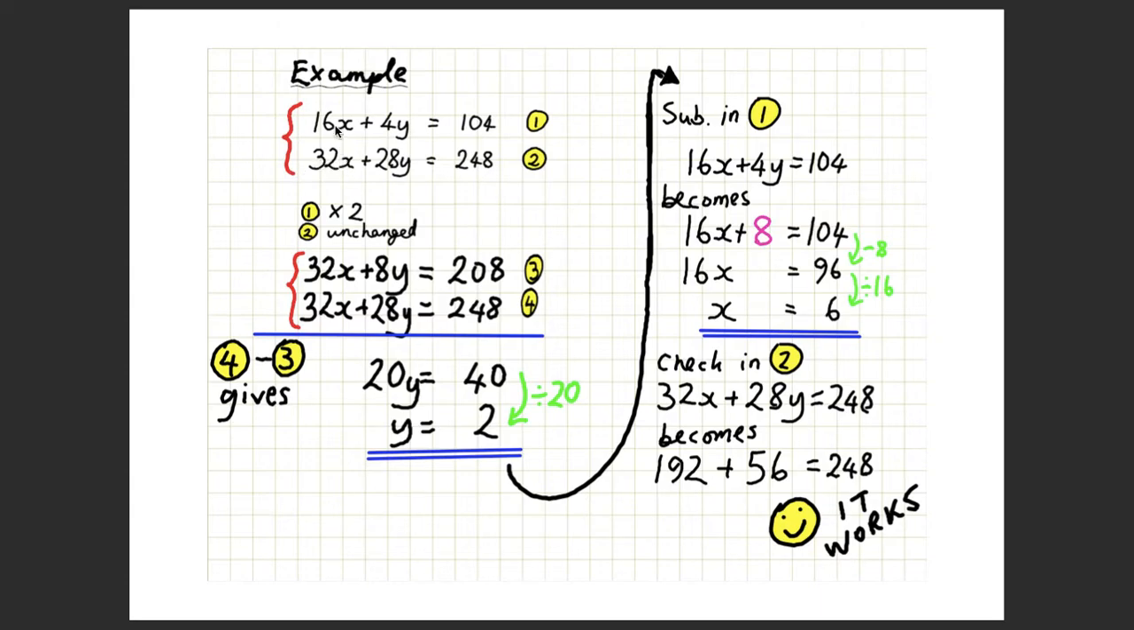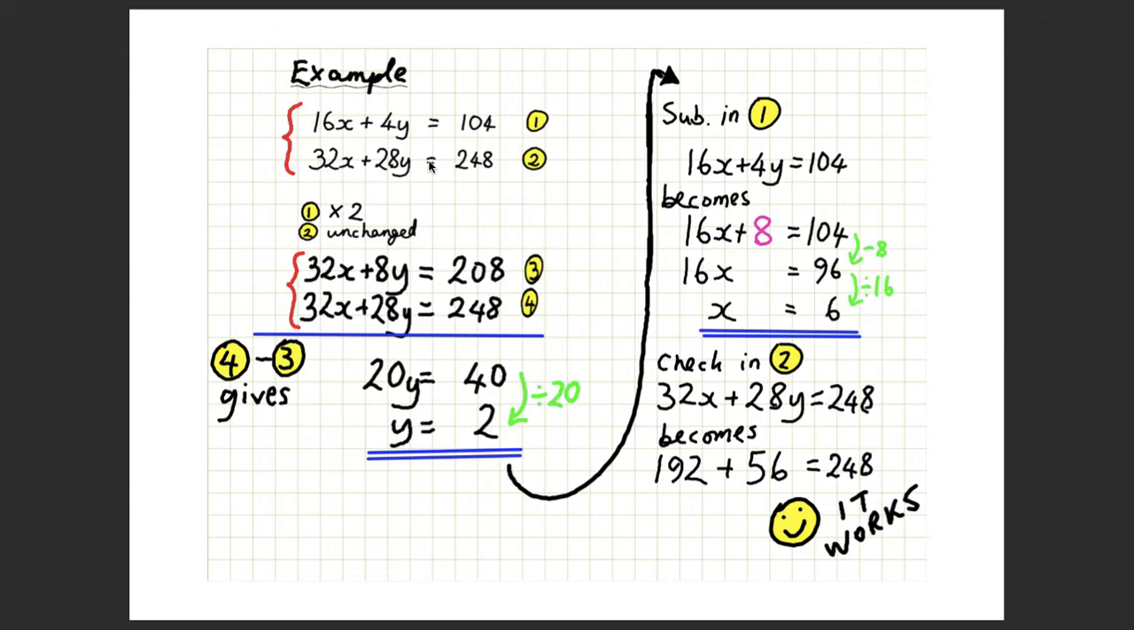And then I've looked at the x's and I've said I'd like to make these x's the same. So I've got 16x and a 32x. Well, 16 and 32 both go into 32. So if I multiply everything in equation 1 by 2, then I'll have a 32x. And then if I just leave equation 2 unchanged, it'll have a 32x in it. So everything in equation 1 multiplied by 2, 16x plus 4y equals 104 becomes 32x plus 8y equals 208.